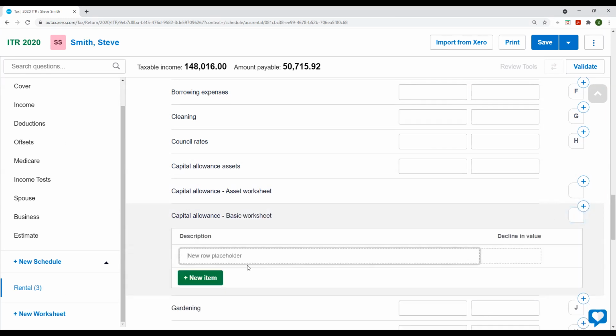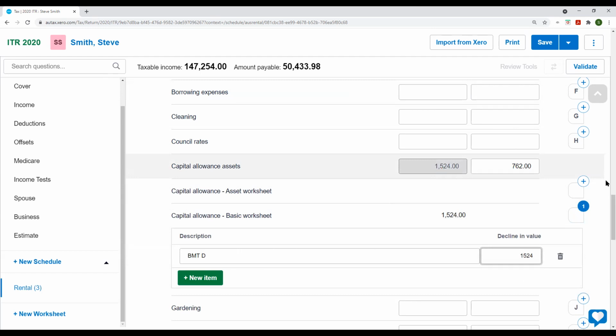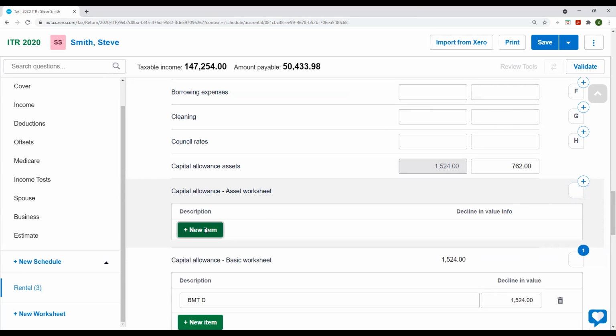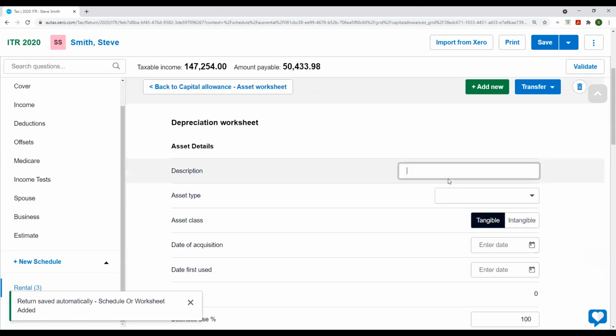So click here on the basic worksheet. You say BMT Depreciation Schedule Preparers. You say how much that one is? Whatever, 1524 or whatever number from that particular year you're going to include. That will come up here. Good. If your client purchased anything this year, you go to this worksheet and enter what he bought, a TV.